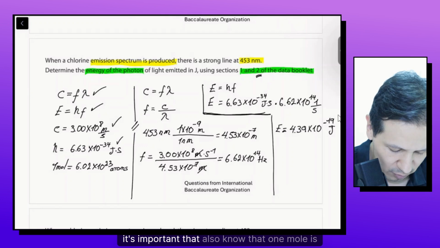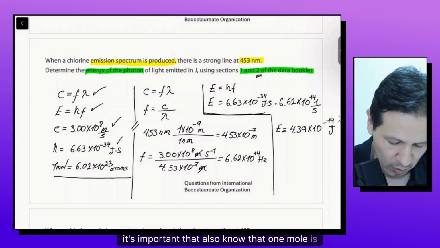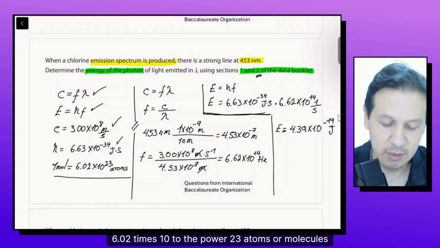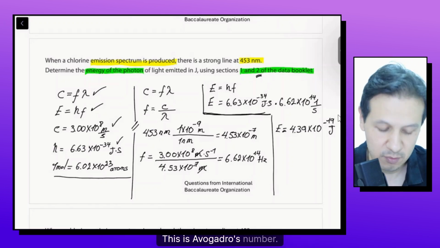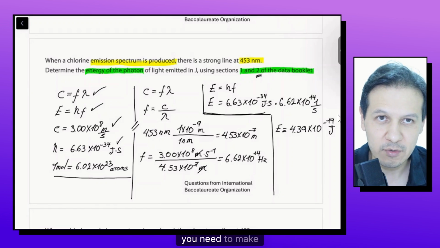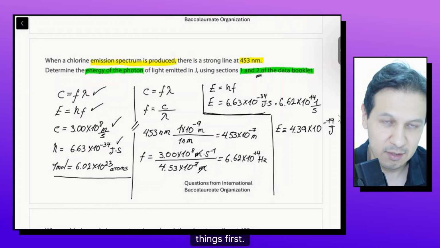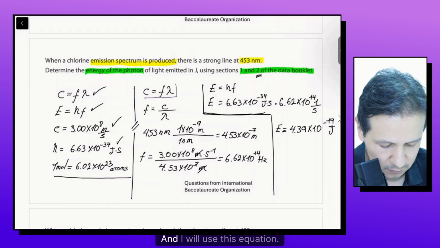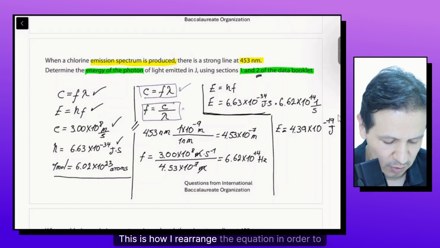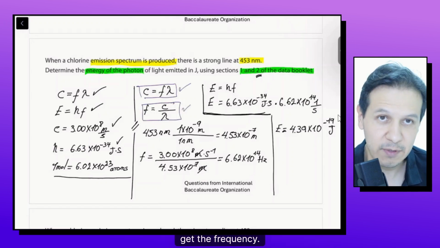It's important that you also know that 1 mole is 6.02 times 10 to the power 23 atoms or molecules or ions. This is Avogadro's number. So if they are asking about energy and you have the wavelength, you need to do certain things first. I will use this equation and this equation. This is the original equation, and this is how I rearrange it in order to get the frequency.